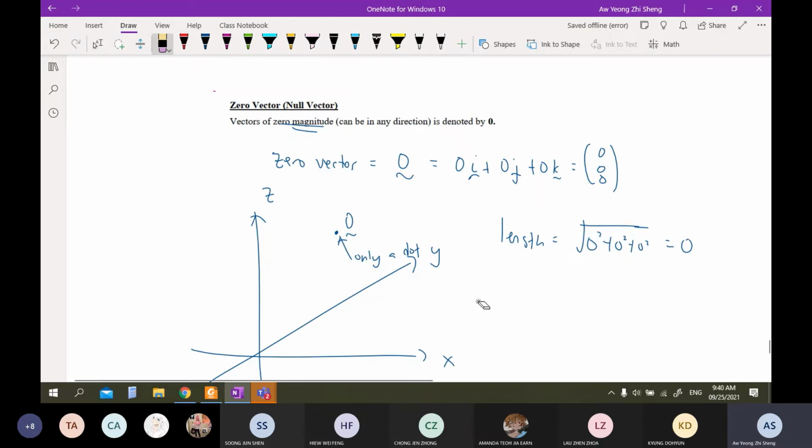So since it's only a dot, it has no direction, or some people can interpret it as it can take any direction. It's not wrong to say it has no direction. It's also not wrong to say it can take any direction, because it's only a dot. So it doesn't have a fixed direction.